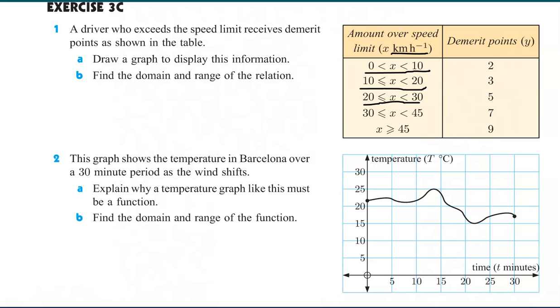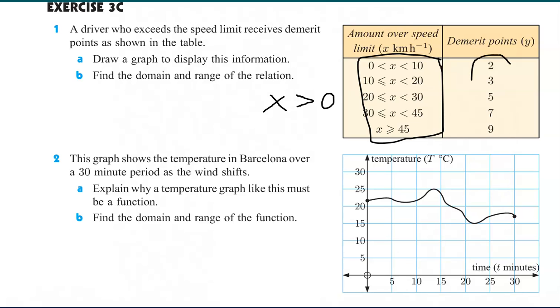So what is the domain? The domain is all of the X values included in this situation. So everything greater than 0, not 0 itself, because if you're 0 kilometers per hour over the speed limit, then you're going the speed limit. There's no reason to get demerited for that. So anything greater than 0, it includes everything between 0 and 10, between 10 and 20, everything between 20 and 30. So nothing is skipped, and it goes all the way past 45. Greater than 45 means everything to infinity. So the domain would be from 0 to infinity, or you could say X is greater than 0 would be another way to say that.